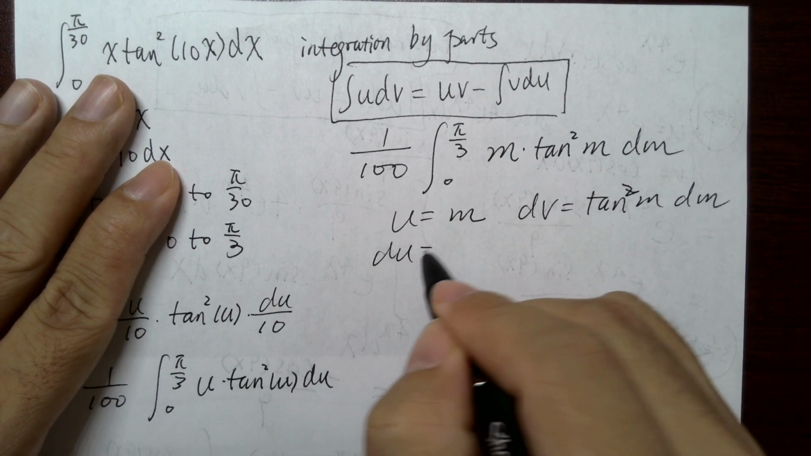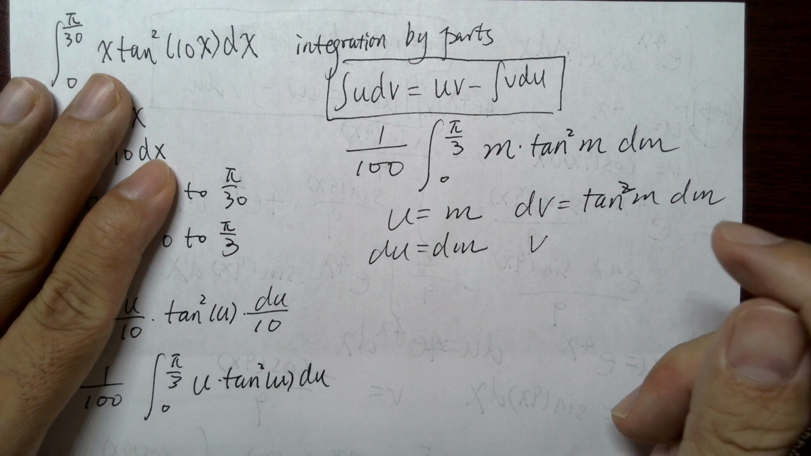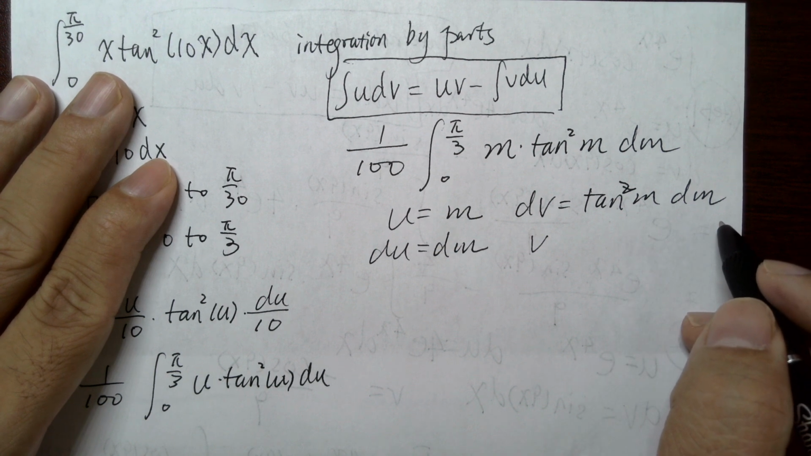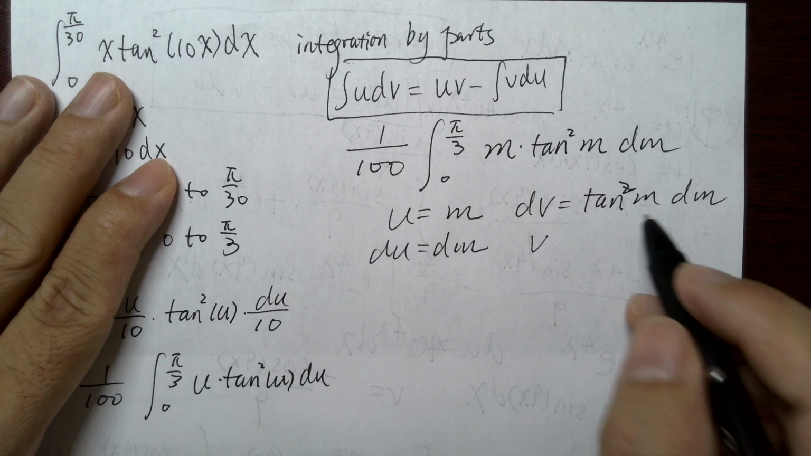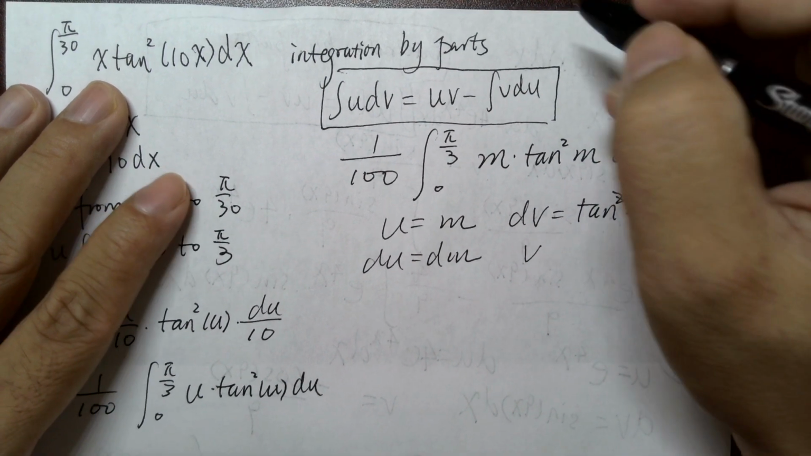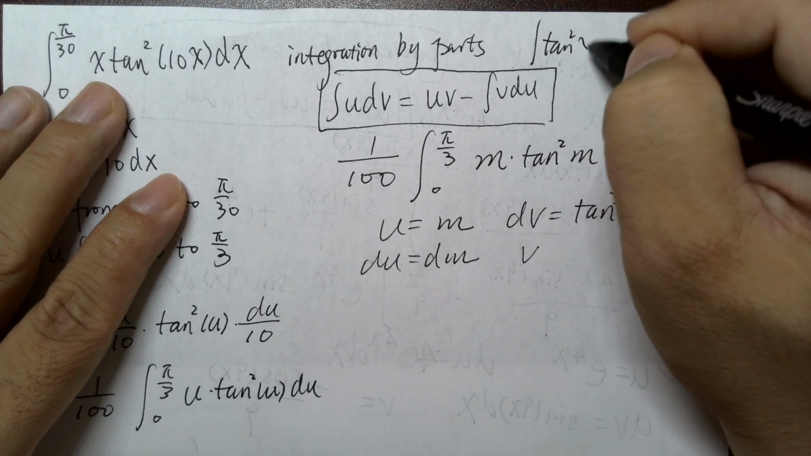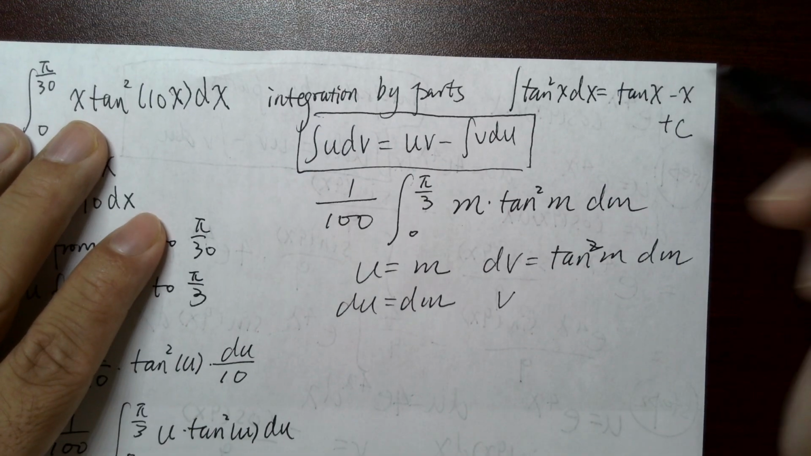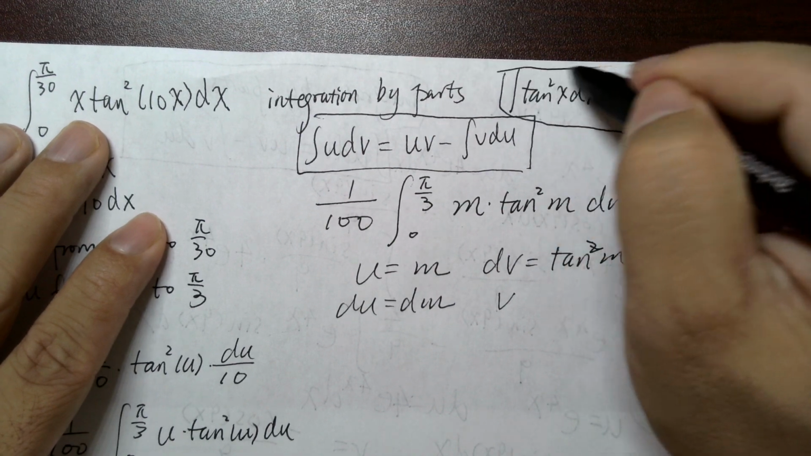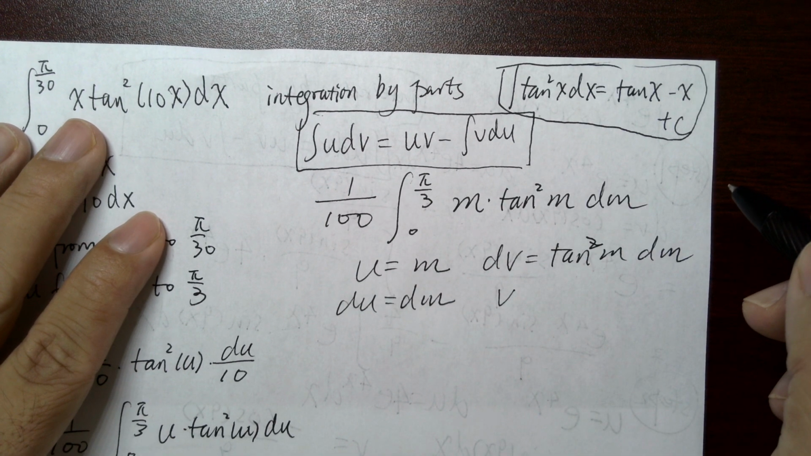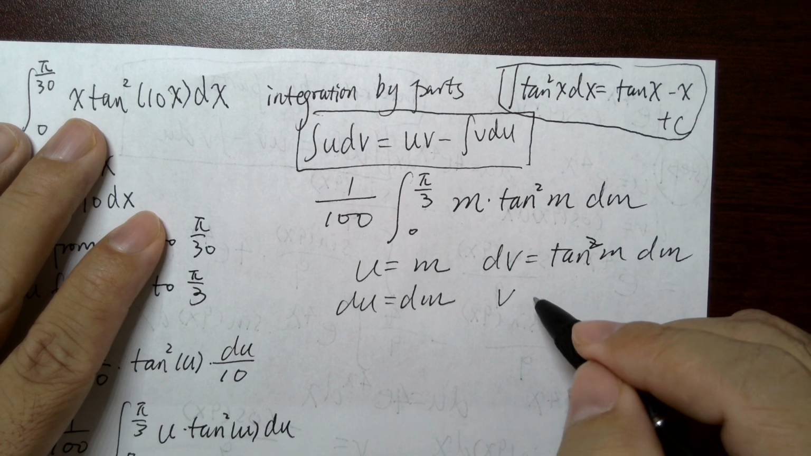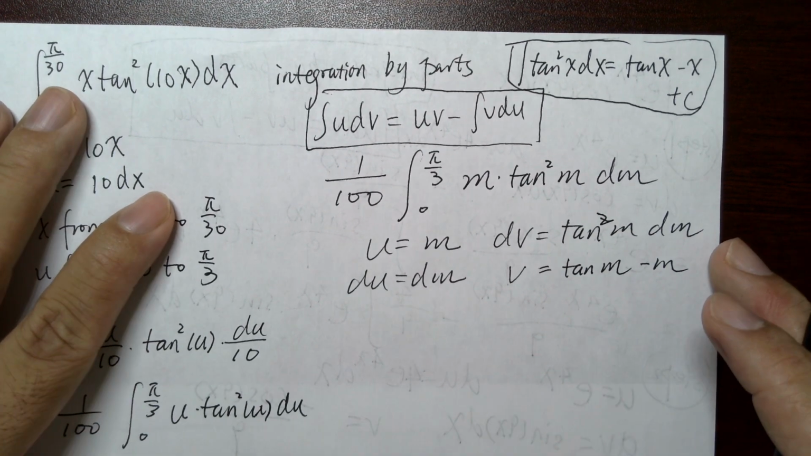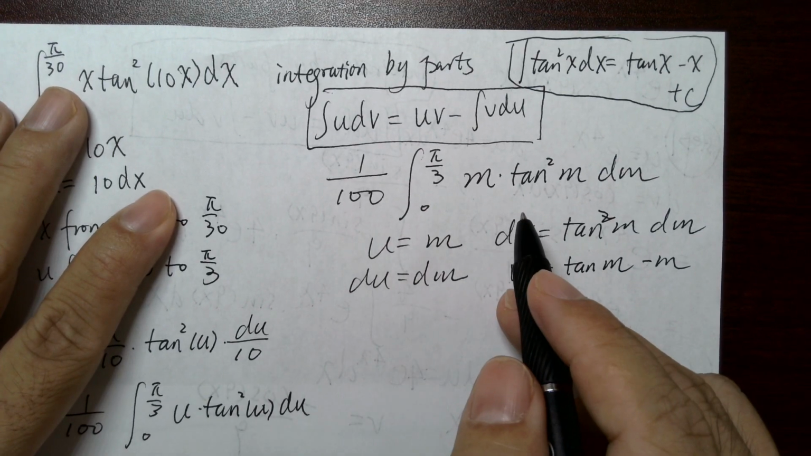So that we can set our u equals m, and our dv equals tan square m dm. So that du equals dm, while v, if you remember, the integration of tan square equals tan x minus x. Maybe write it here. Integral of tan square x dx equals tan x minus x plus constant c. That's another piece of information you'll use. So with that in mind, v is going to equal tan m minus m. Okay, so we apply the integration by parts.